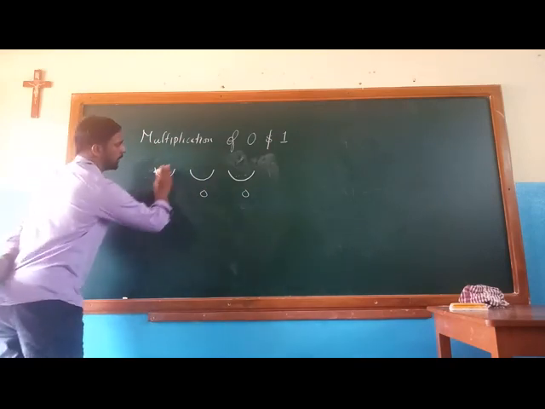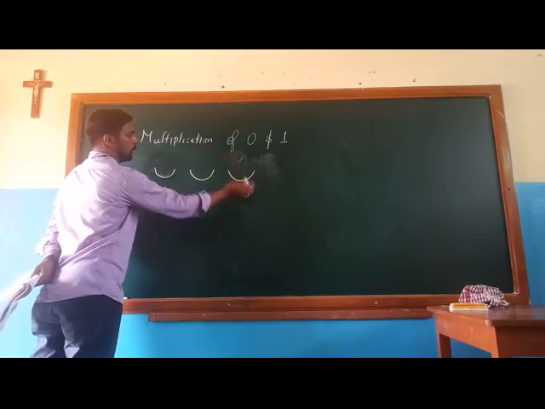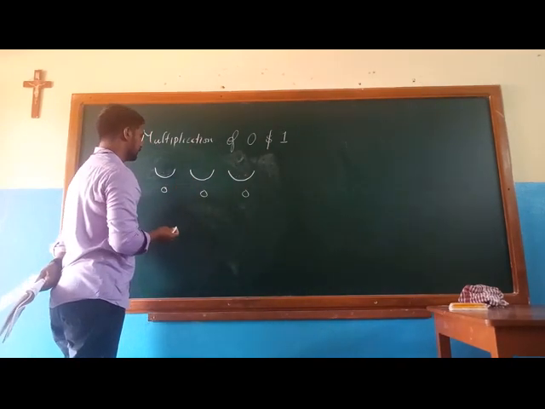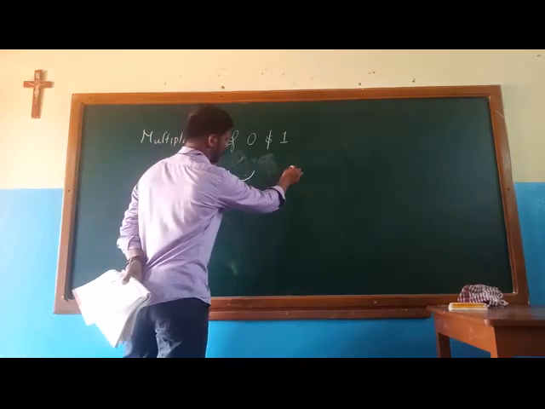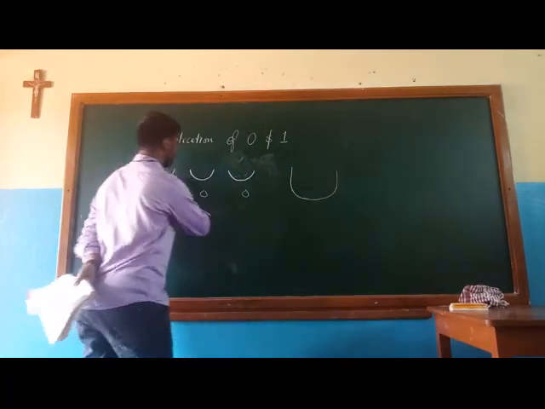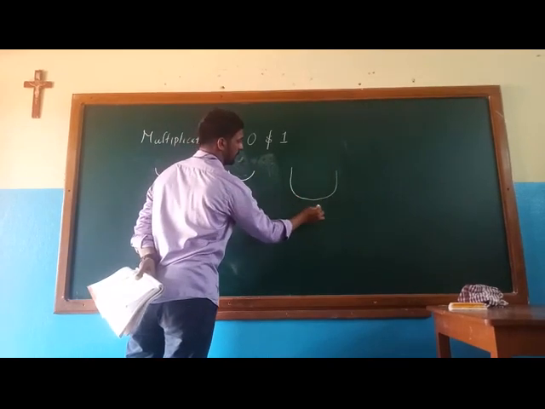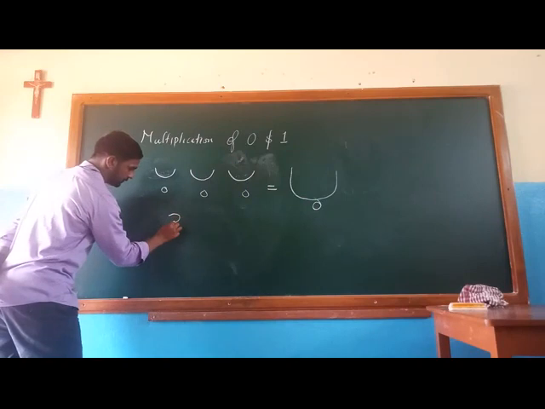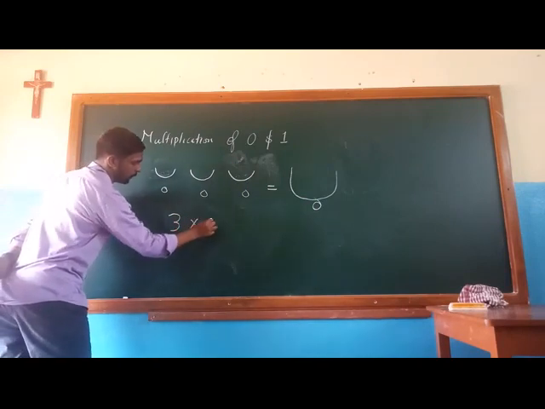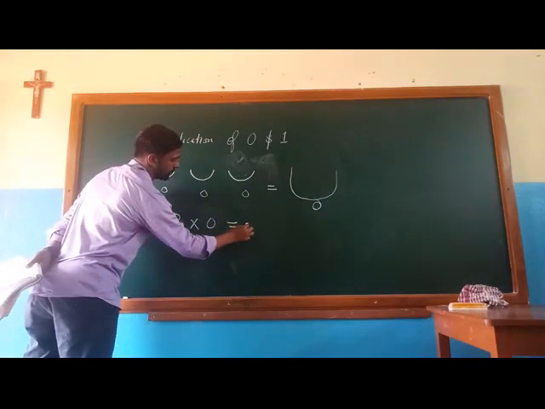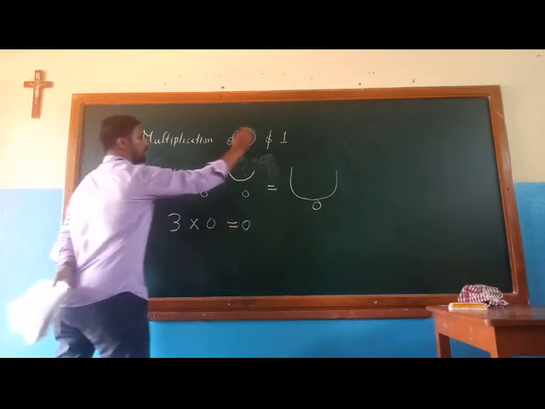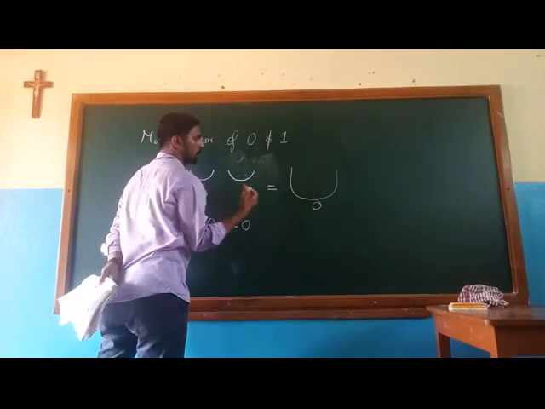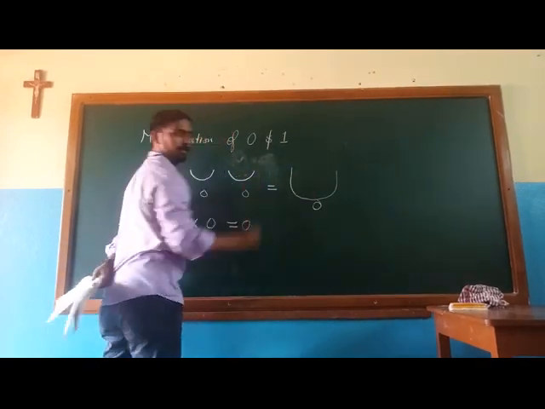If you put all these urns together into a big urn, what will be there? There is nothing inside it, 0. So that is what we say: 3 into 0 is equal to 0. There is nothing to put here, nothing here, nothing here.